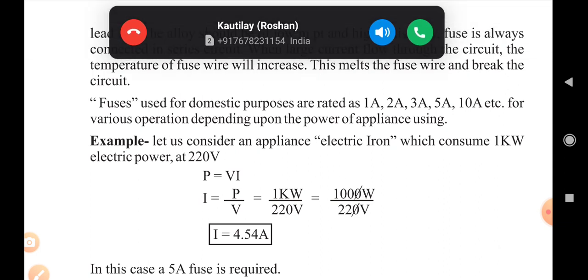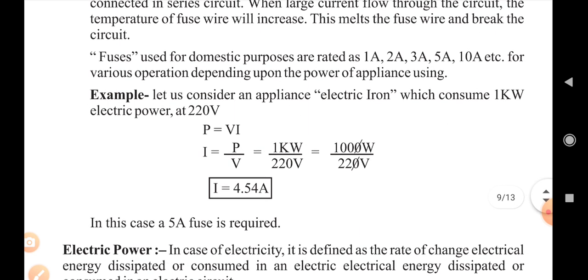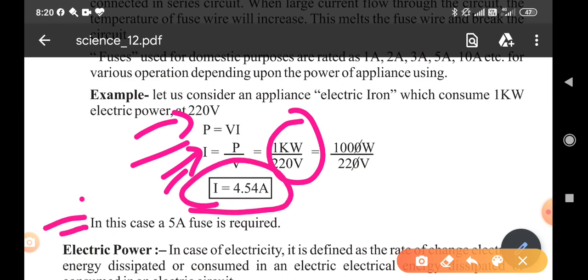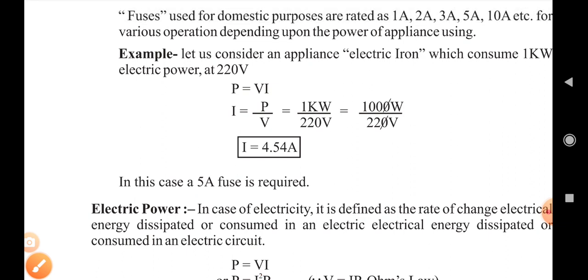For example, let us consider an appliance, an electric iron, which consumes 1 kilowatt of electric power at 220 volt. Therefore, power equals V, that is potential difference, into current. Therefore, I equals P by V. Hence, 1 kilowatt by 220 volt gives us 4.54 ampere. In this case, a 5 ampere fuse is required.